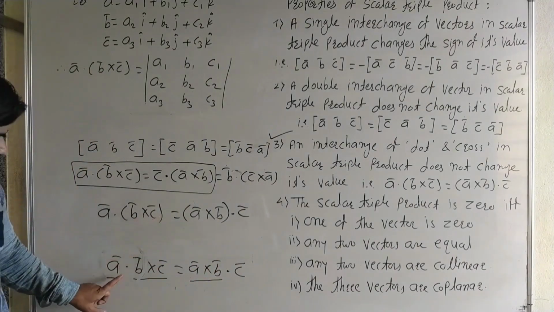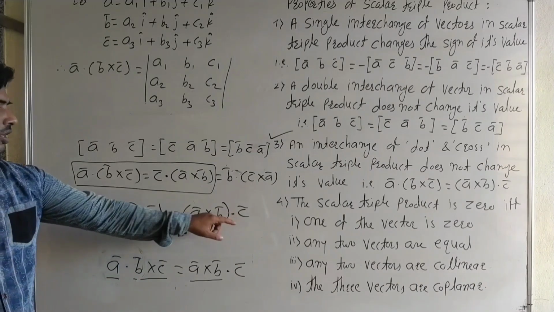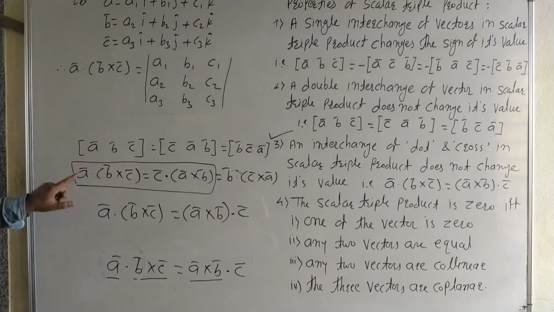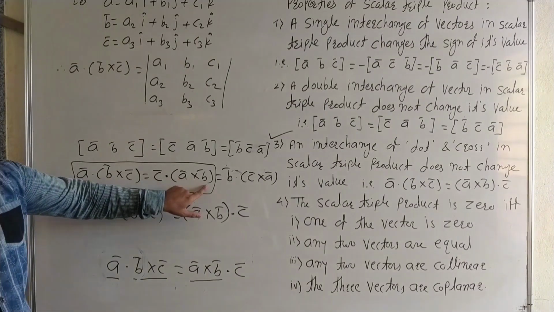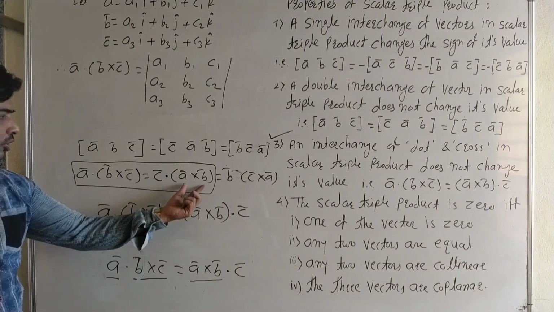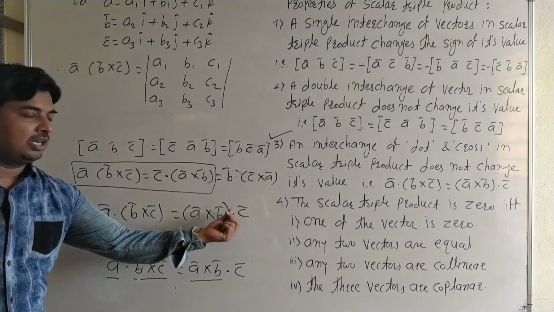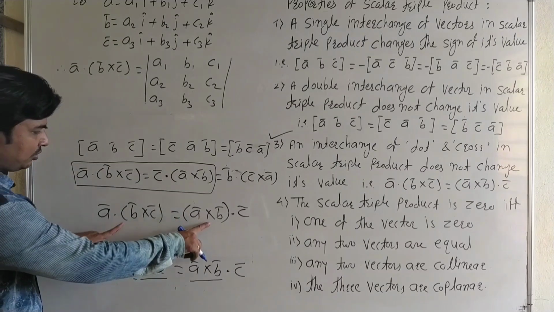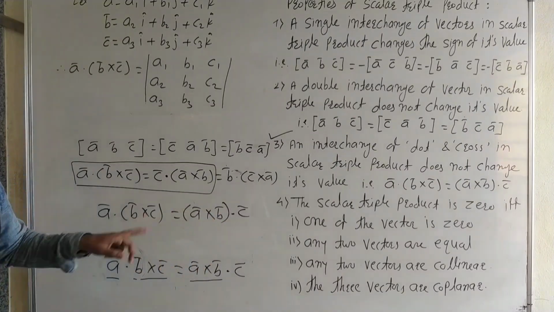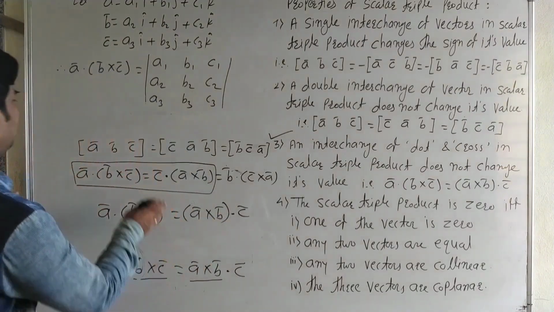Okay, here interchanging dot and cross by using this statement. a bar dot b bar cross c bar, and here c bar dot a bar cross b bar. Here we use the commutative law, a bar cross b bar taken first and dot c bar. Now here interchange: dot is replaced by cross and cross is replaced by dot. Okay, now the last and very important property.